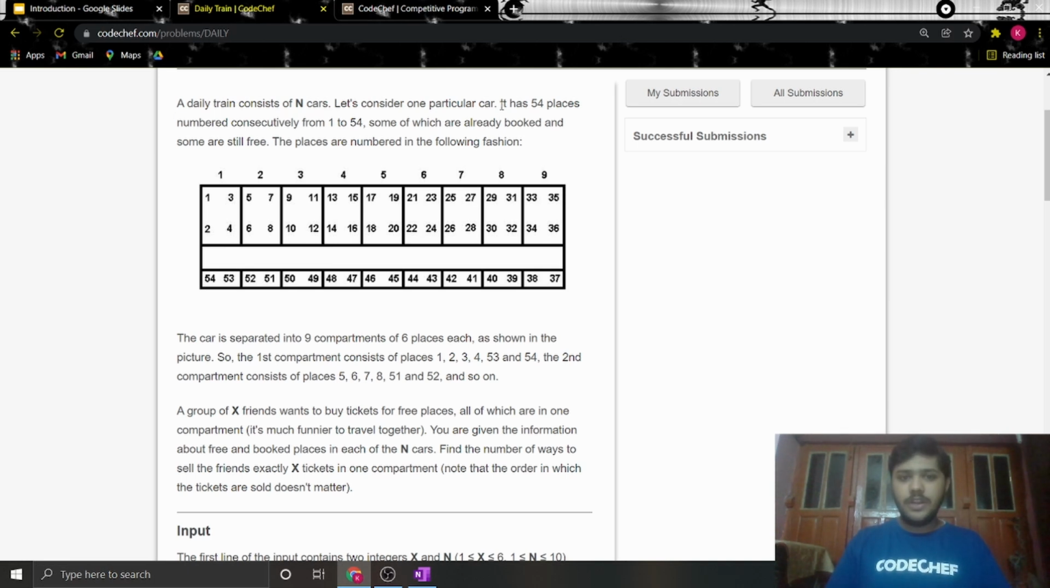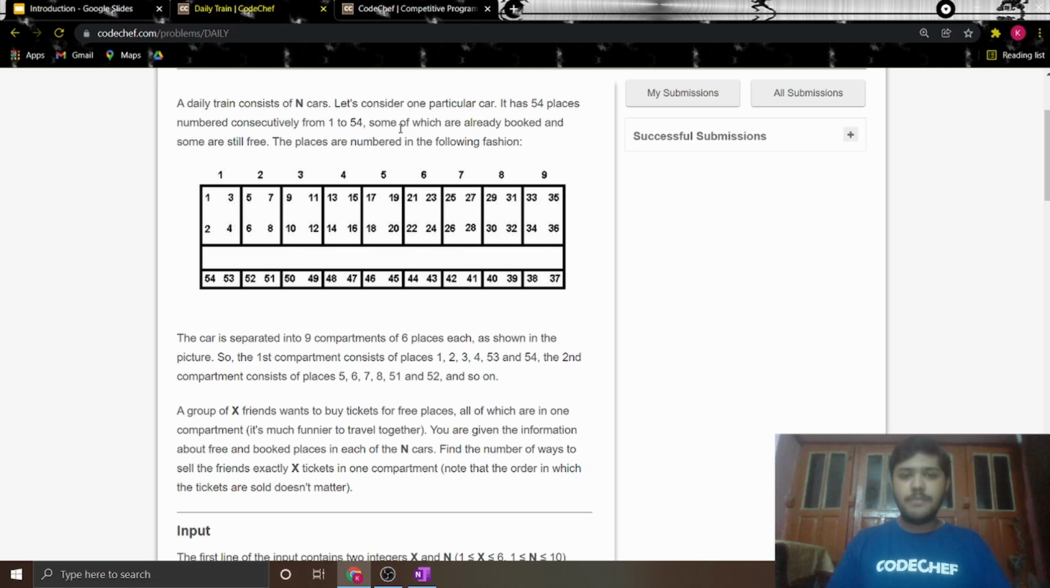Now, in a particular car, there are 54 places numbered consecutively from 1 to 54. So there is a train, and in that there are n cars. In every car, there are 54 consecutive places, some of which are already booked and some are still free. Places can either be booked or free.